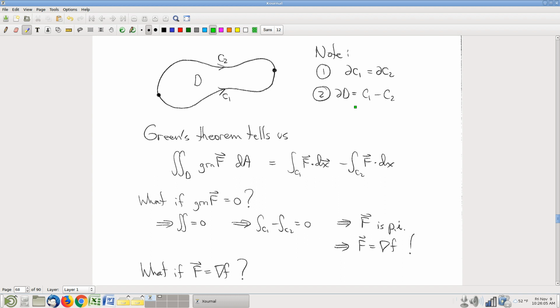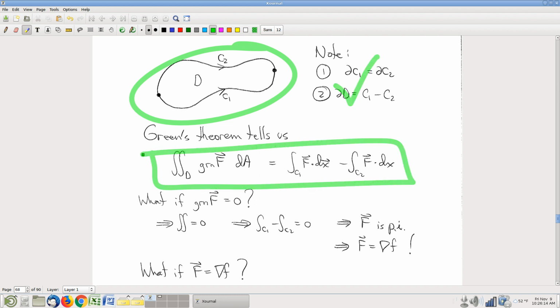The point is, this picture, I can draw any picture I want, right? That picture, here's some true observations. This is an immediate statement of Green's theorem, and we get the conclusion from it. Does that make sense? Yeah.